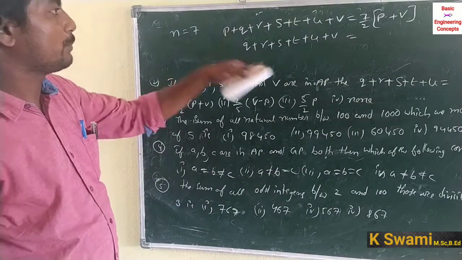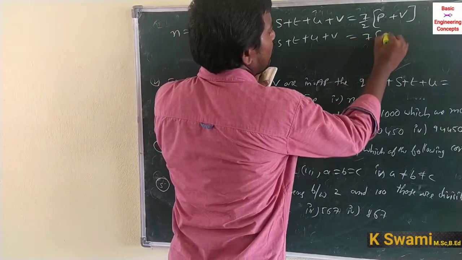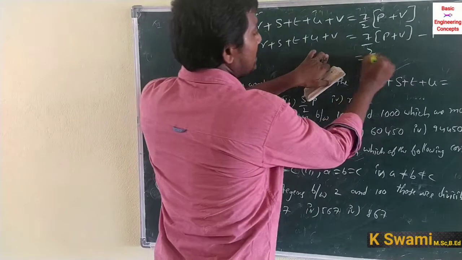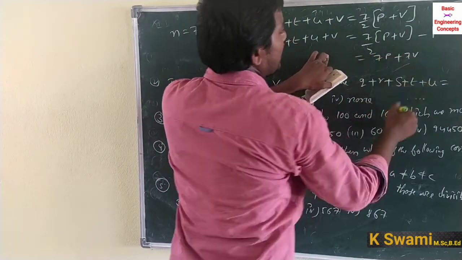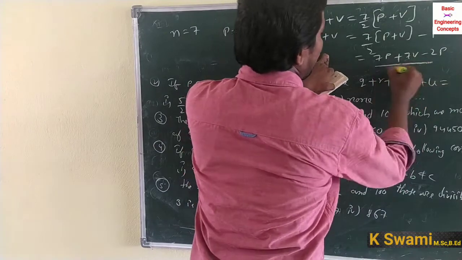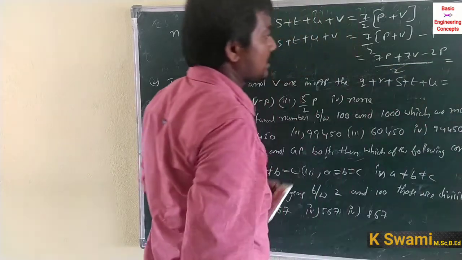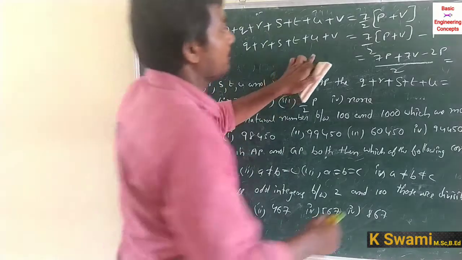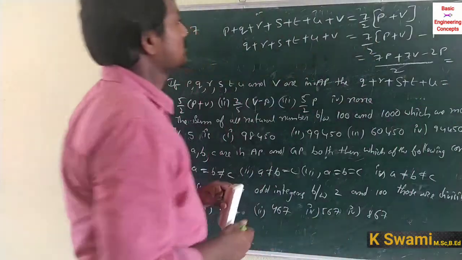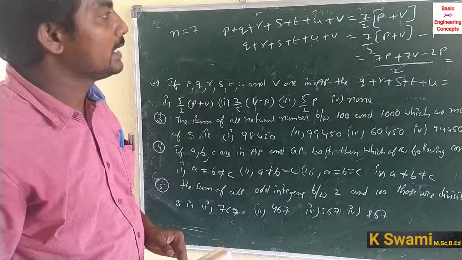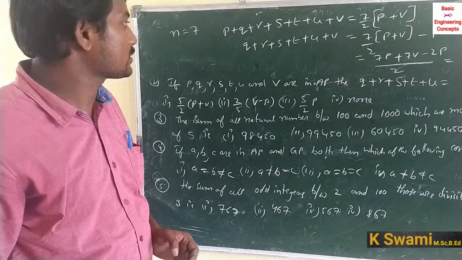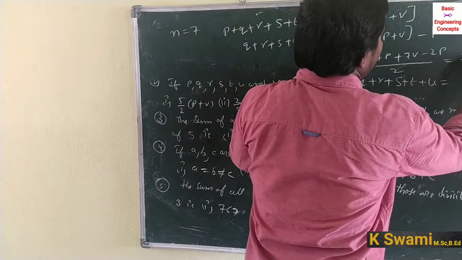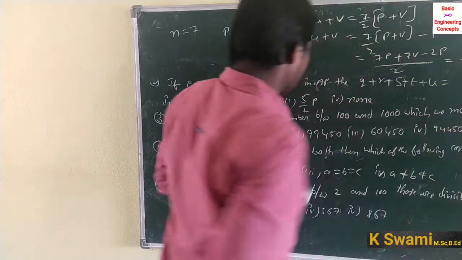so P ని తీసుకెళ్ళిపోదాం. 7 into P plus V by 2 minus P. So LCM is 7 into P plus 7 into V minus 2P by 2. That is equal to 5P plus 7V by 2. The last term is V. An is equal to V. So a plus n minus 1 into d, సరిపోయింది. So 7P minus 2P, 5P plus 7V by 2 is the correct answer.